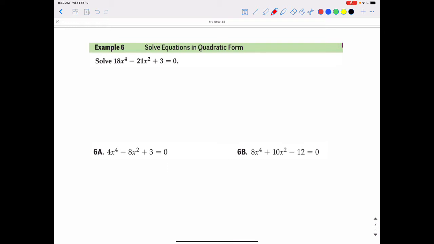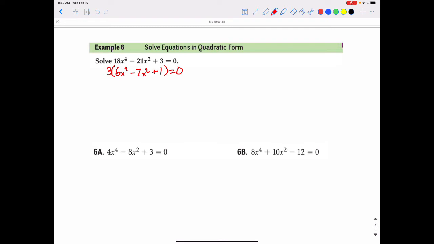Remember, the very first part of factoring is making sure that you can't take anything out by distributive property. And this one we can. We can factor a 3 out of 18, negative 21, and 3. 3 times what is 18x to the fourth? Well, that would be 6x to the fourth minus 7x squared. And 3 times what is 3? Well, that would be 1 equals 0. So we factor a 3 out.